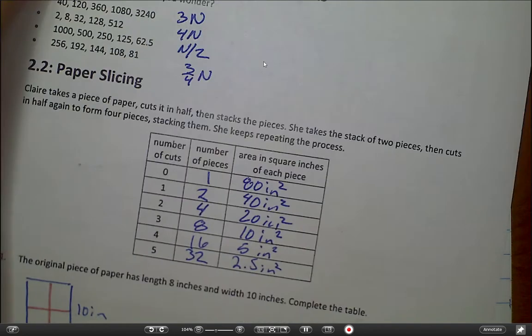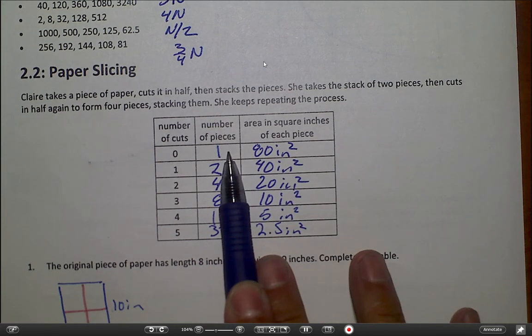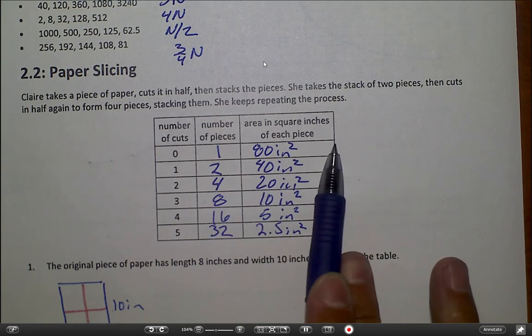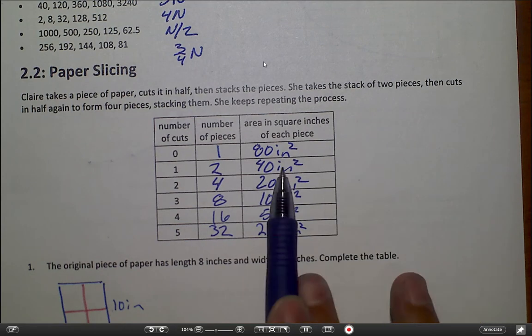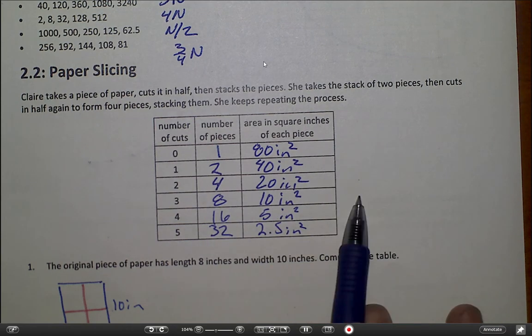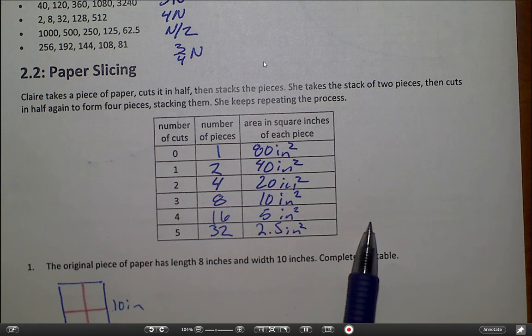So on the previous page, didn't I keep saying it's going to be all added up to how much? 80, right? 2 times 40, 80. 8 times 80, right? It's just each one keeps getting smaller and smaller, right?